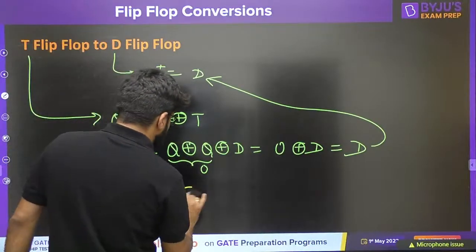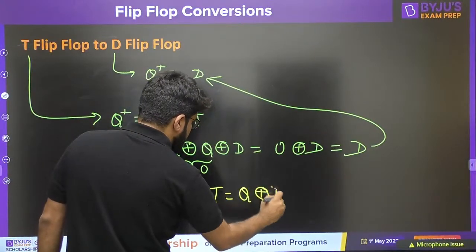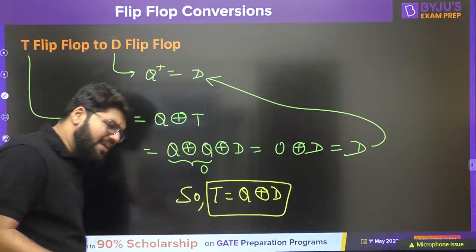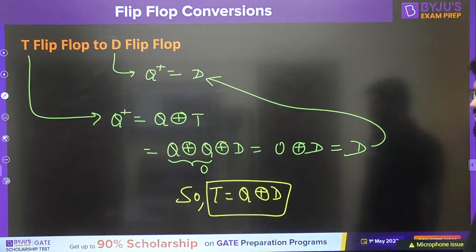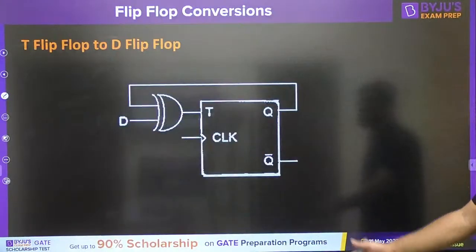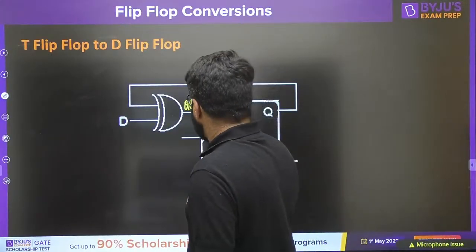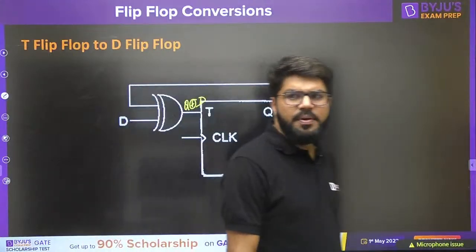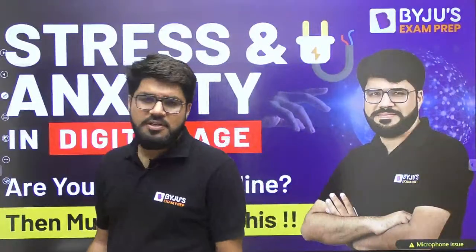So what is the answer? You just have to let T equal to Q XOR D. You can once again try with the conventional method. But this is the logic method, so there your brain has to work. Quickly, T is equal to Q XOR D. So this is Q XORed with D, feed to T. That T flip-flop will behave as a D flip-flop. Simple. Very simple.